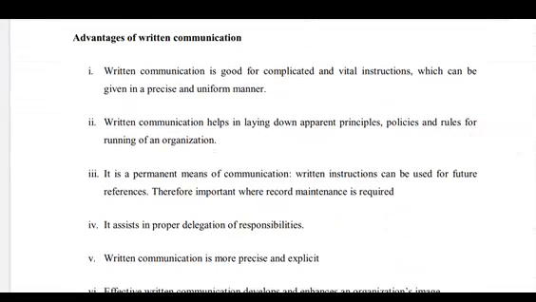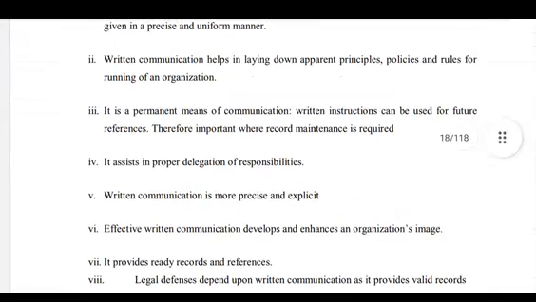Number 2, we can say that written communication helps in laying down apparent principles, policies, and the rules for running an organization, and that is why universities speak to you through memos. This is also a permanent means of communication, and written instruction can be used for future references, and you can easily keep them. It also assists in proper delegation of responsibilities. Yeah, when you write this delegation of responsibility, maybe in a school whereby the principal delegates the responsibility to teachers, therefore these teachers can easily refer to which role was delegated to them and at what time that role was delegated to them.